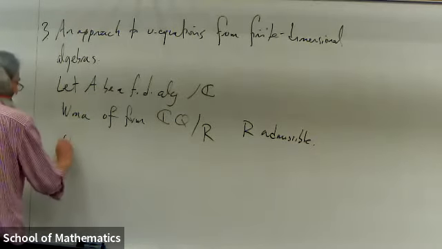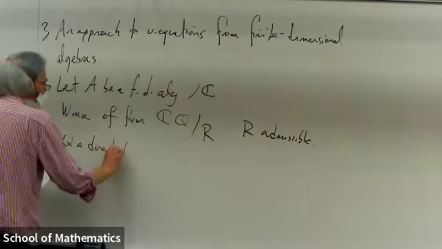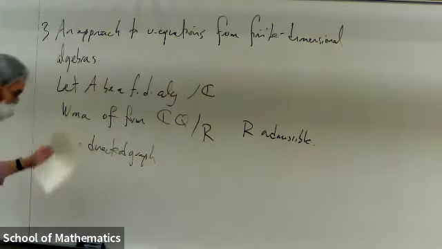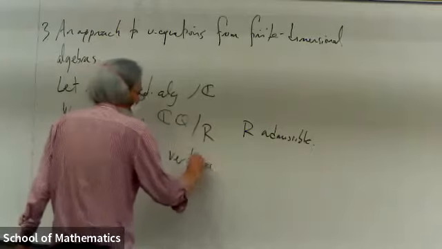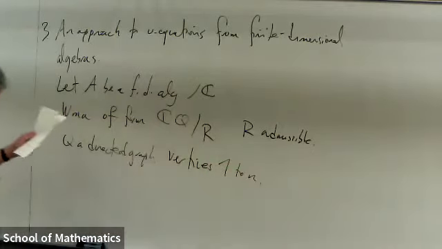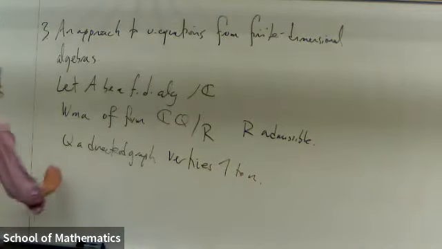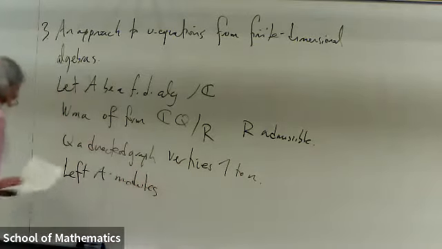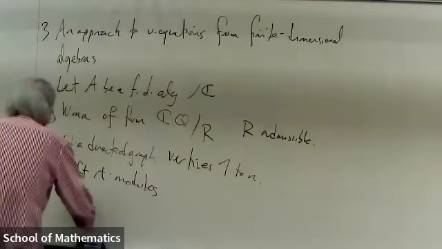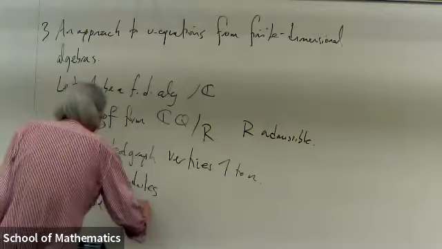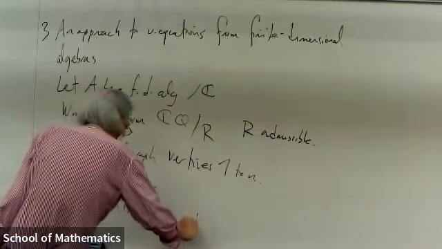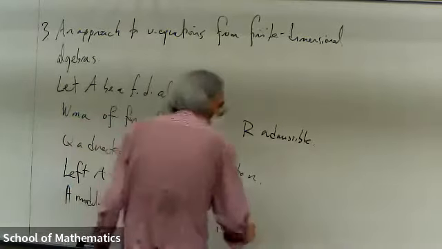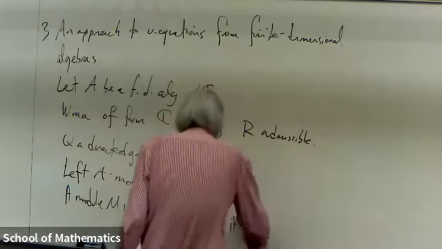Q is a directed graph, so I'm probably going to call it a quiver. Let's assume that its vertices are 1 to n. Then we're going to be interested in the category of left A-modules. And a module M is called indecomposable if it can't be written as a direct sum of two smaller modules, or of two non-zero modules.